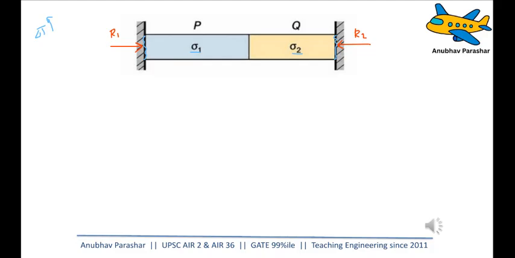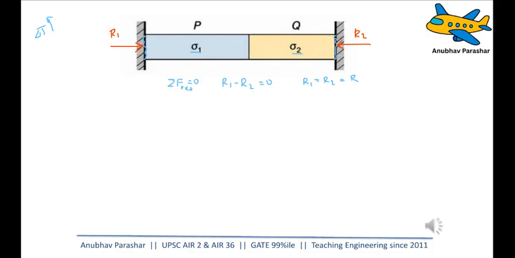Now, because the entire system has to be in equilibrium, I can say that the summation of all external forces on the system should be equal to 0. What it means is that R1 minus R2 should be equal to 0. And from here, we can conclude that R1 is equal to R2, let me say equal to R. Both of the values R1 and R2 are going to be the same.